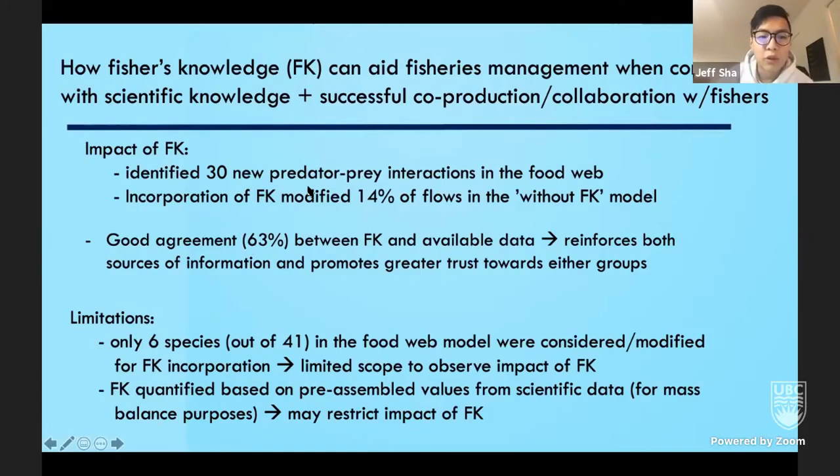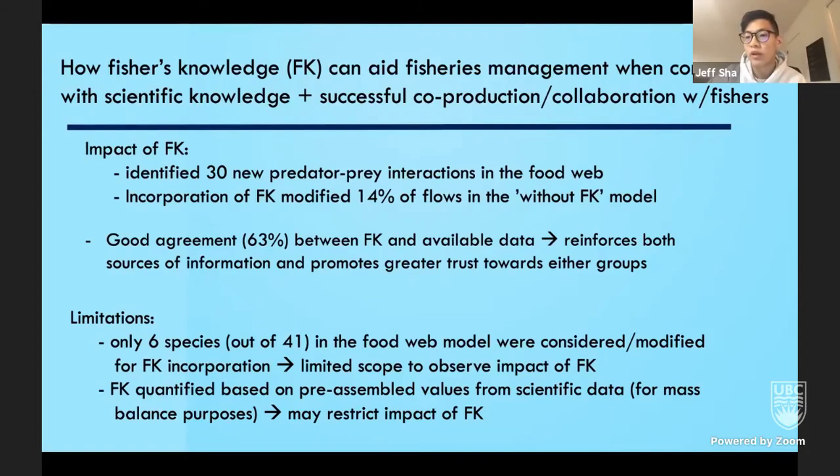They found good agreement between fishers' knowledge and available scientific data, which reinforces both sources of information and promotes greater trust between both groups. This is important for future collaborations, as there needs to be that trust there. Otherwise, the groups won't want to work together or share knowledge with each other.